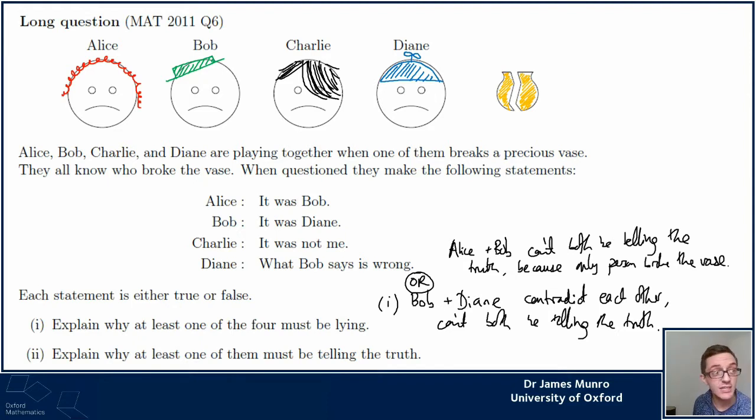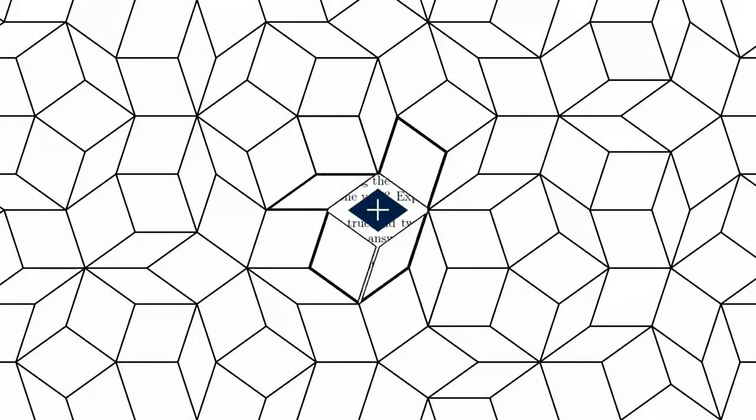If you wanted to be really systematic about it, you could write out, well, there are some possibilities of who broke the vase, and in each of these cases, someone's lying and someone's telling the truth. More about that in a moment, I think. Right, okay. Someone's lying, someone's telling the truth. Let's move on to the next part of the question.